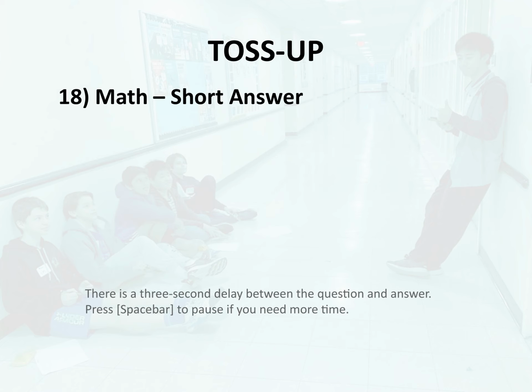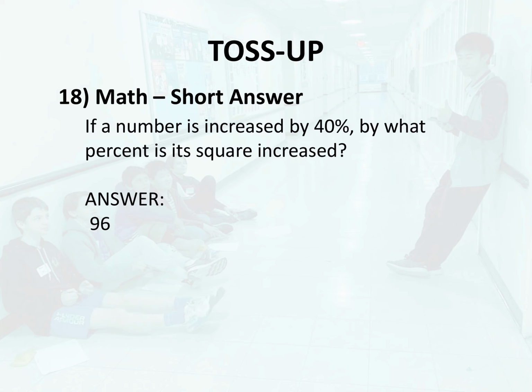Toss-up 18. Math, short answer. If a number is increased by 40%, by what percent is its square increased? Answer 96.